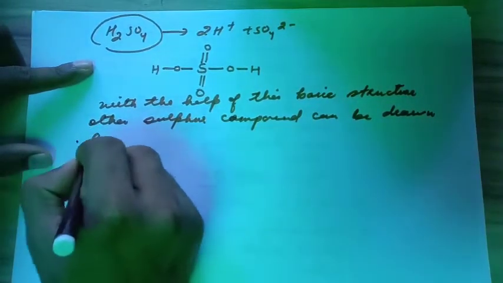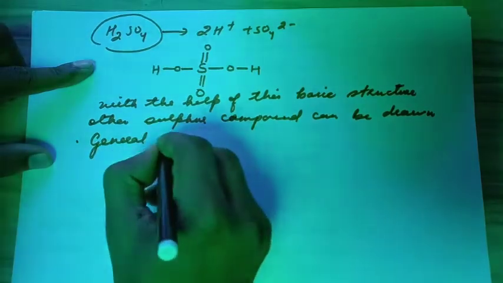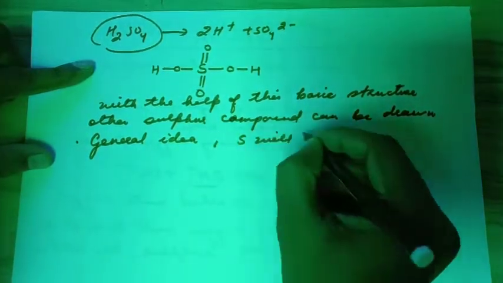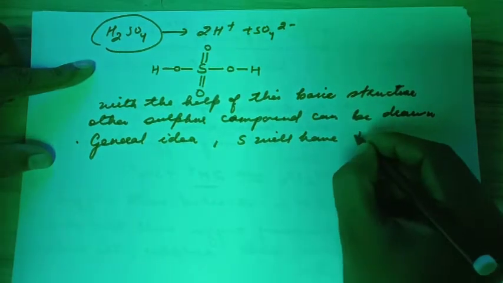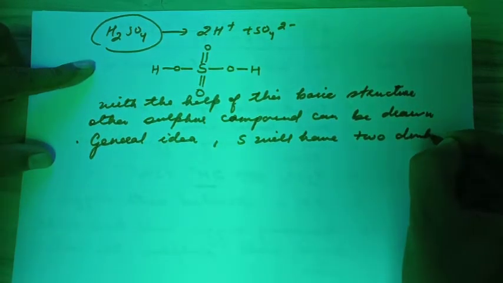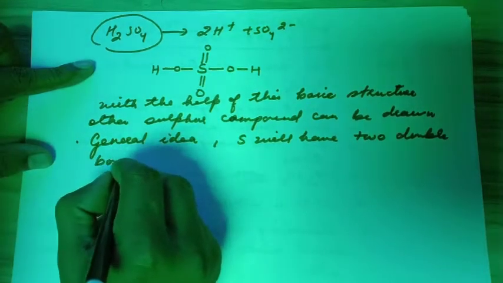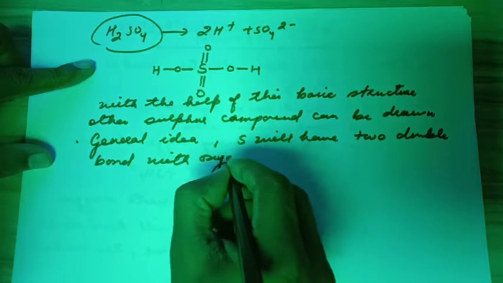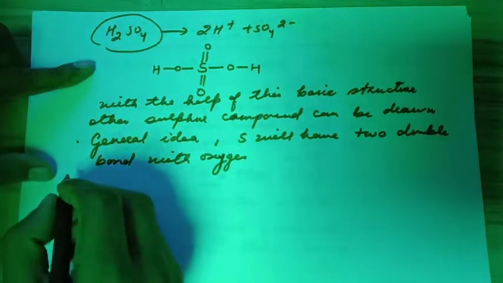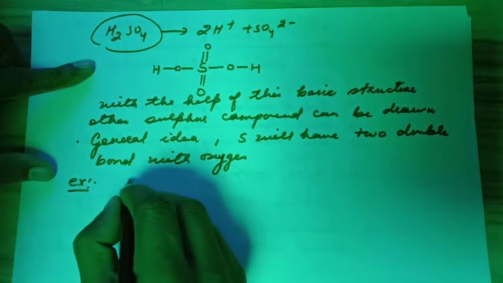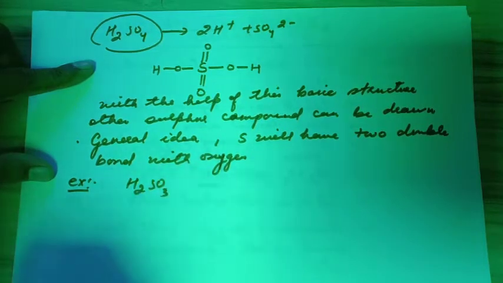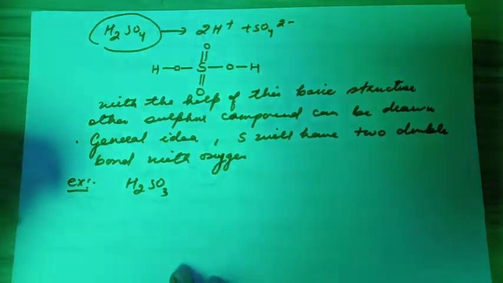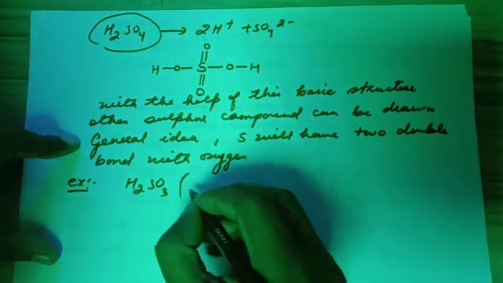General idea: sulfur will have 2 double bonds with oxygen. Example, take H2SO3. This is sulfurous acid.